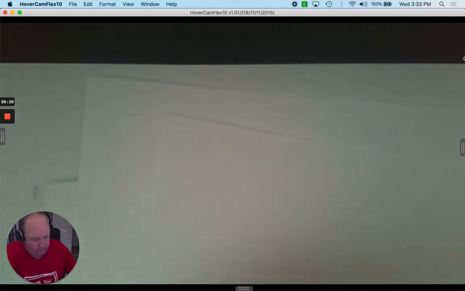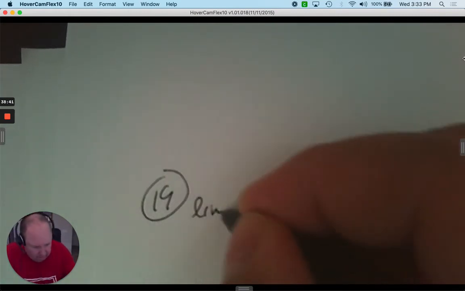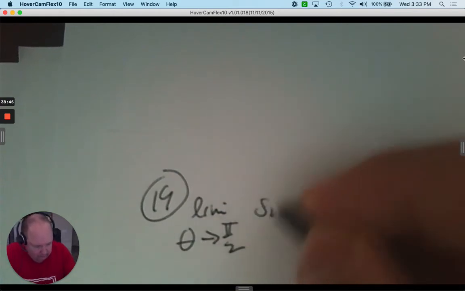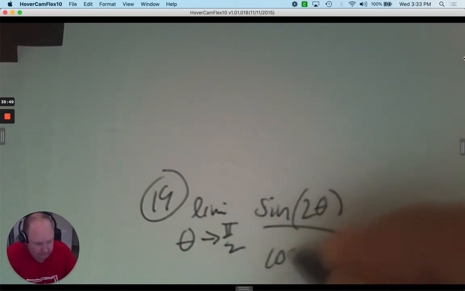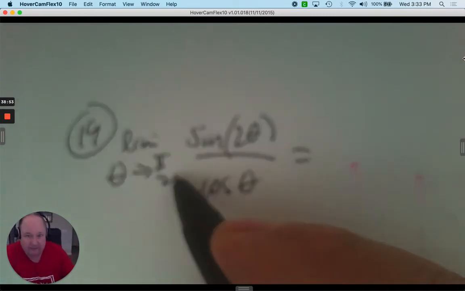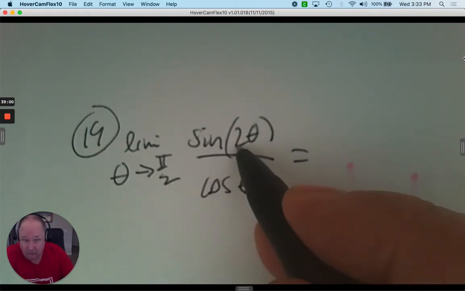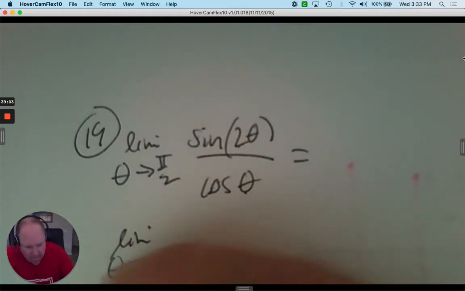Another limit question. Don't assume it's L'Hopital's. We'll see. So theta as it approaches pi over 2. So I can already tell you it's not. Because when I do the limit with pi over 2, the cosine of pi over 2 is 0. But here, 2 times, well, maybe it is. I shouldn't speak so soon. Let's just try it.